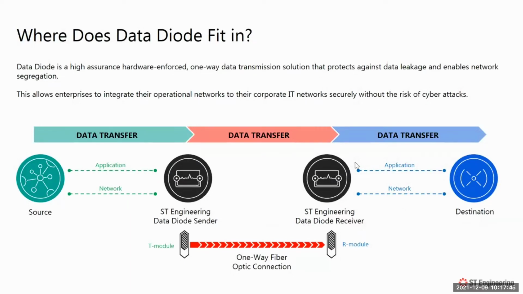So the key thing about our data diode is the patented one-way fiber optic shown at the bottom of the slide here. It has a T module, which is a laser transmitter, and an R module, which is the laser receiver. Now, between the source and the sender diode, it is running network and application layer protocols. Similarly, between the receiver diode and the destination.